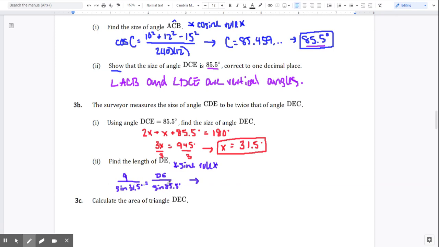So setting up with my sine rule, and then cross multiplying and isolating for DE. In my calculator it's going to go 9 times the sine of 85.5 divided by the sine of 31.5. Notice that this time we're finding a side, so we don't have to do the inverse sine at all. We're just going to throw this into our calculator or into Desmos to get our answer. So we're looking at 17.178. But to 3 sig figs, we're looking at 17.2 kilometers.